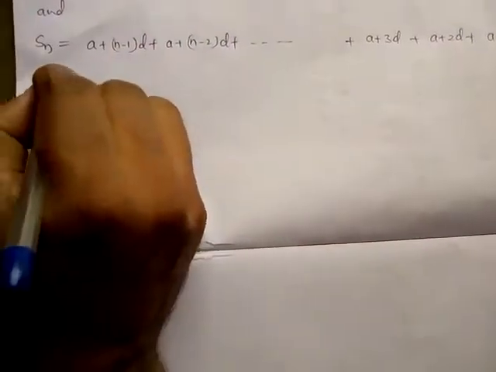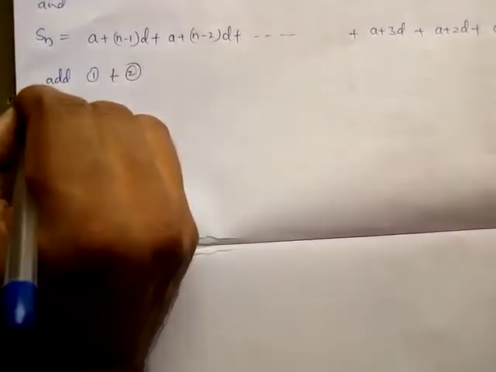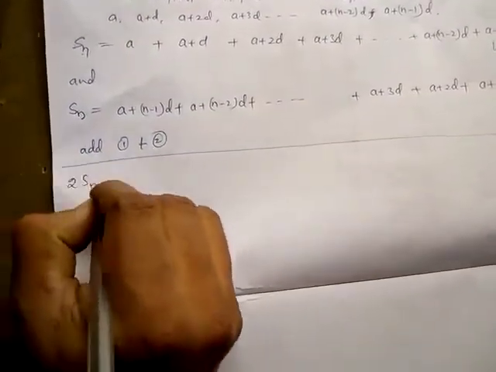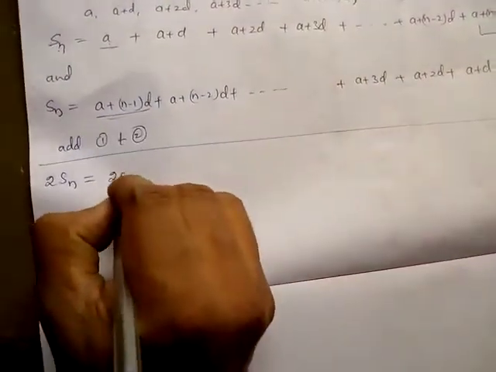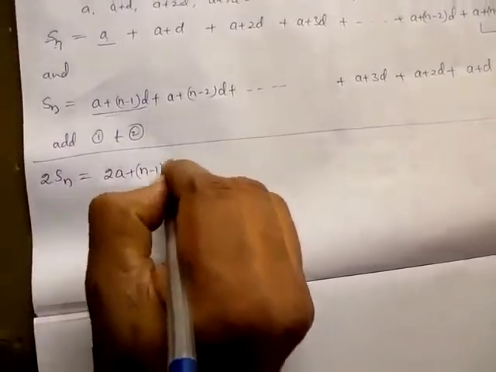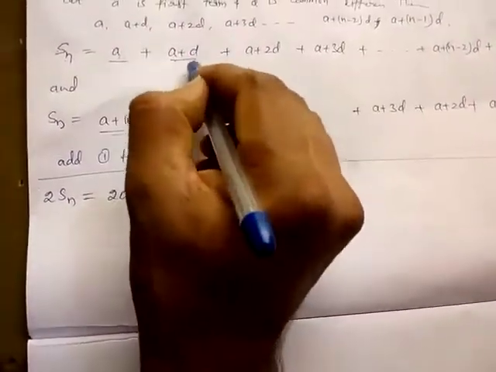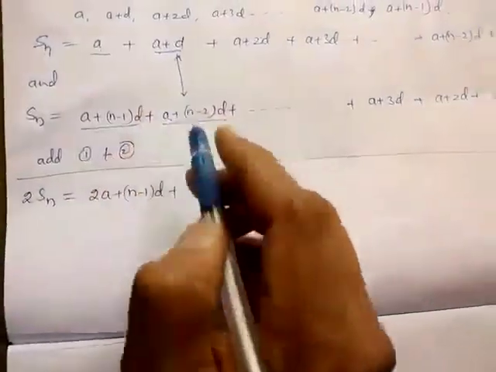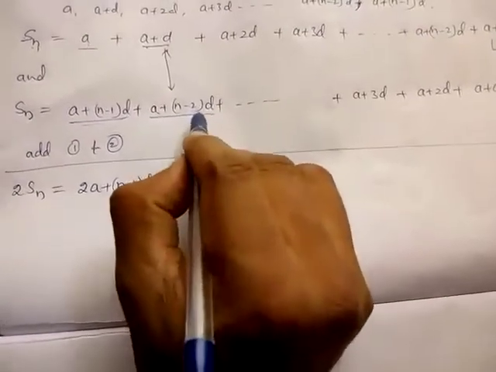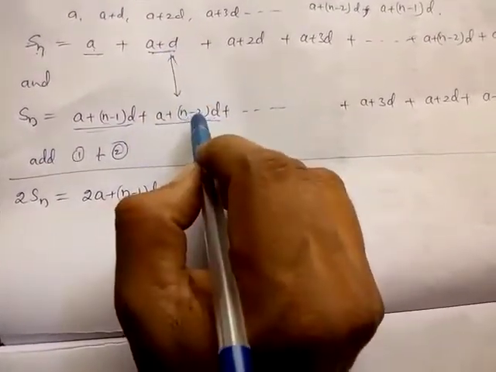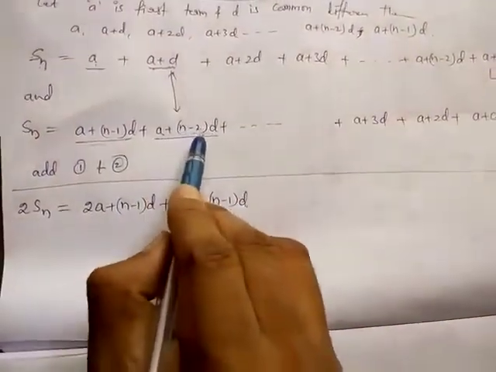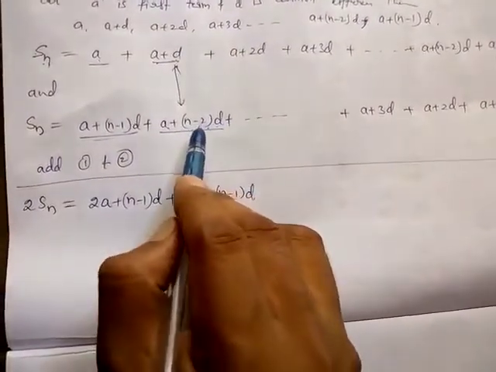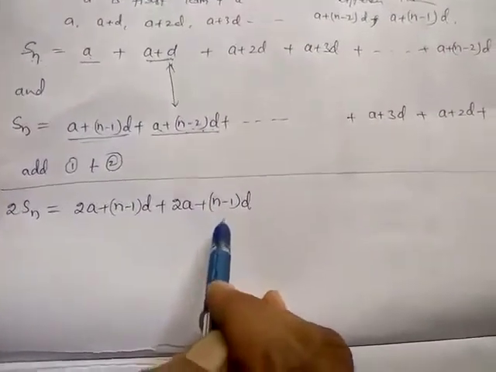So add the first and second equations. Then we get Sn plus Sn, 2 times Sn, is equal to: this is one term, this is one term, adding both, A plus A is 2A, plus n minus 1 into D. Then this one and this one, adding these two, A plus A is 2A, plus n minus 2 into D plus D. So minus 2 plus 1 becomes minus 1, giving 2A plus n minus 1 into D.